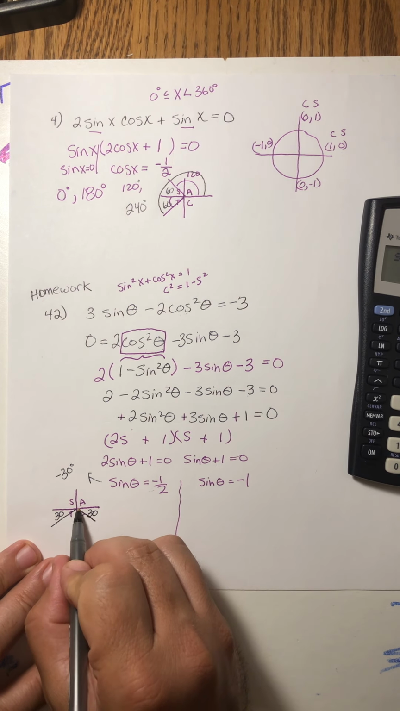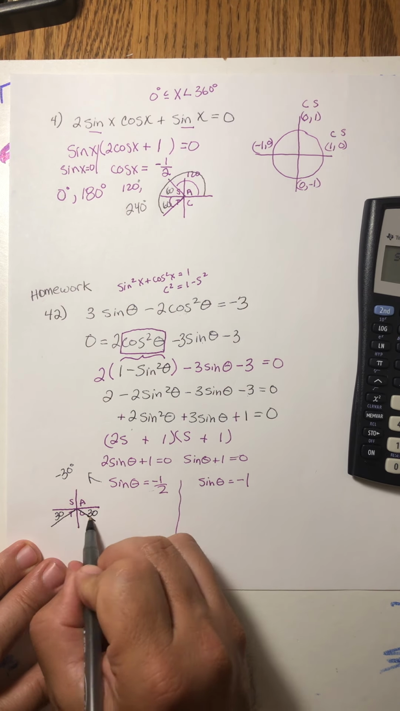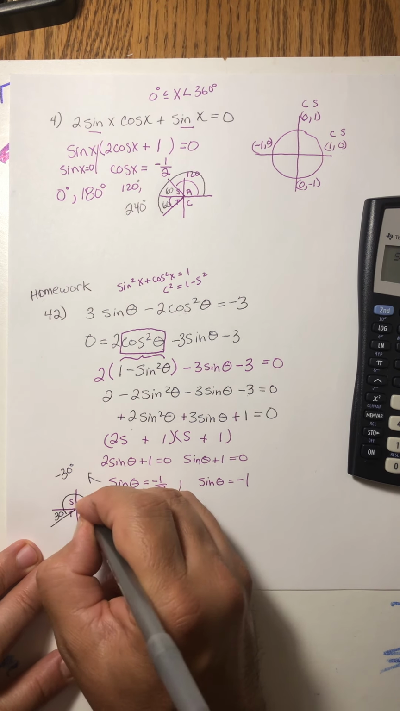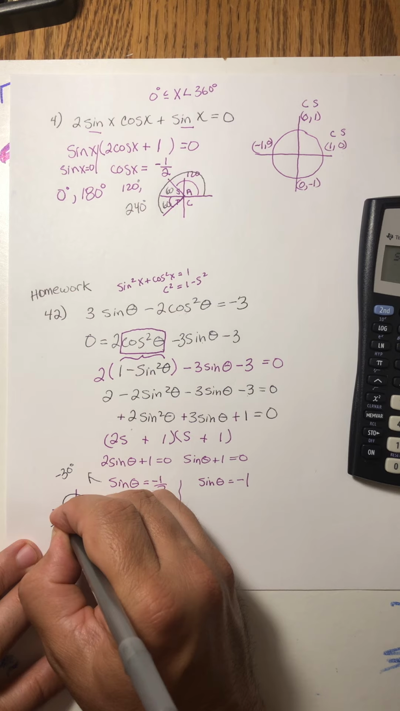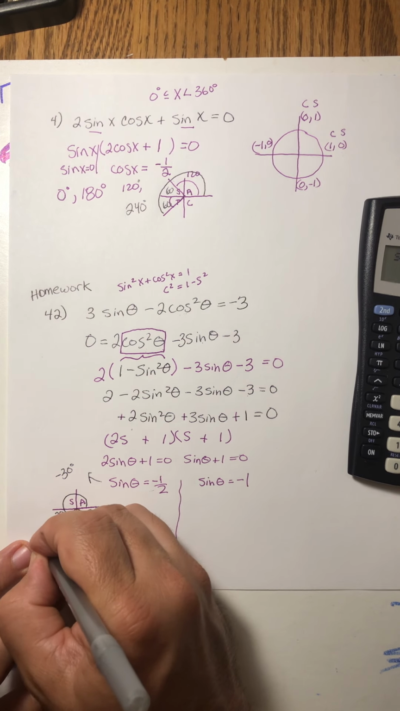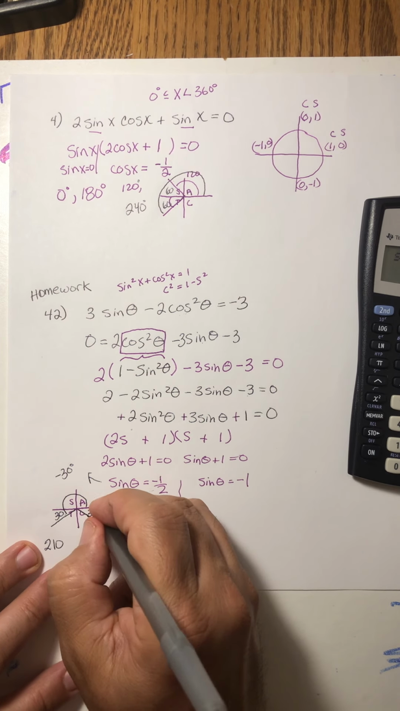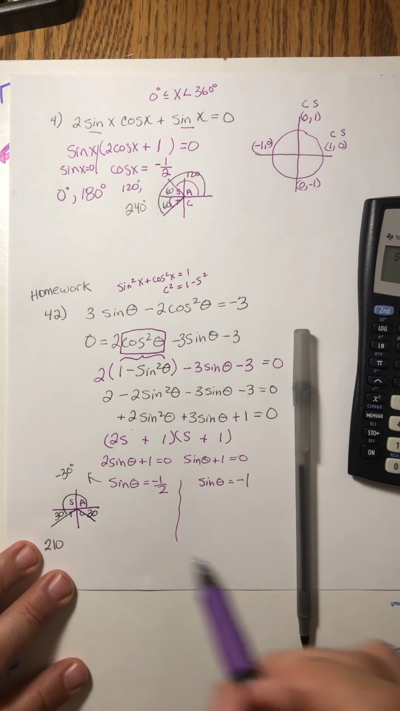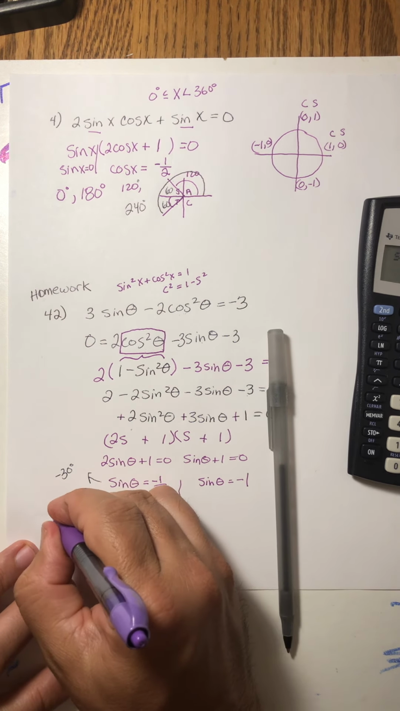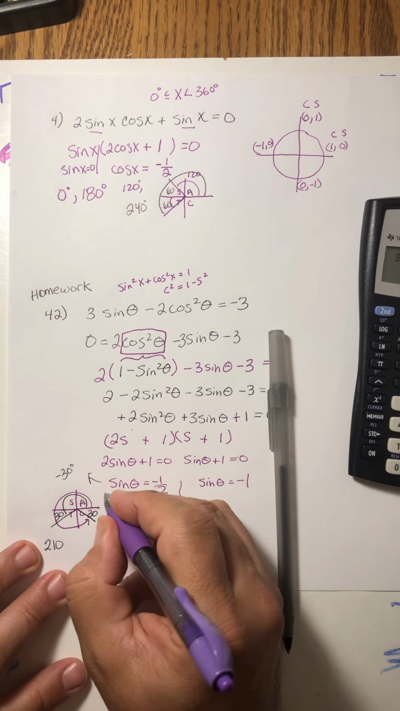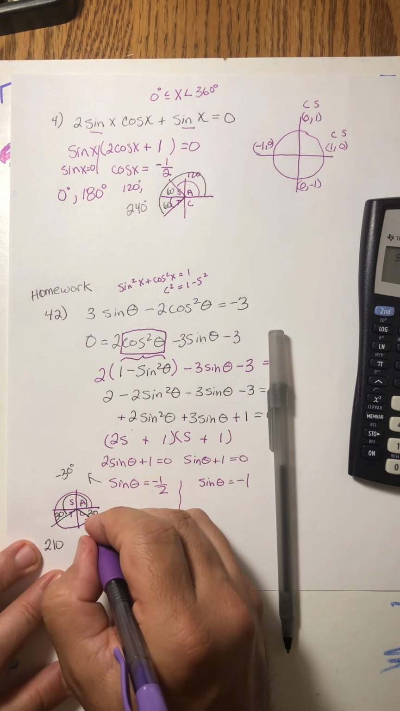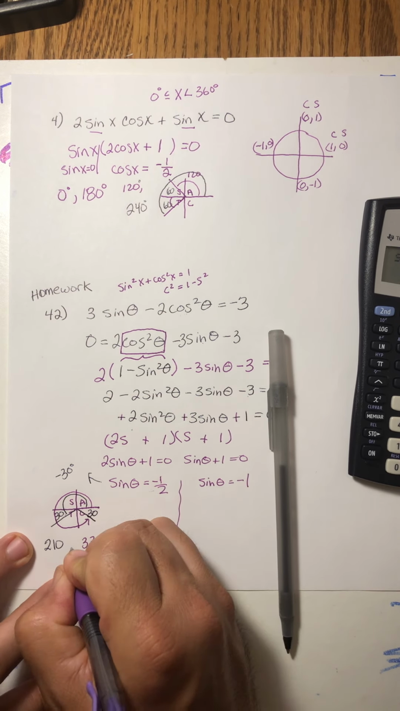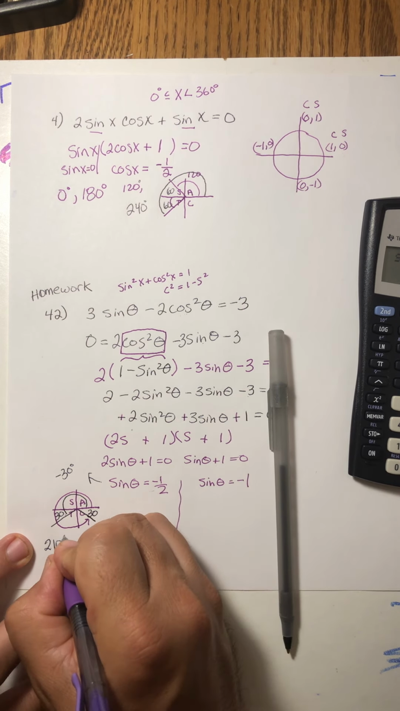So we have our reference angles in the third and in the fourth. So in the third, we're looking at this. So that's 180 plus 30, which is 210. And then we have to go all the way around for the other one. So that's 360 minus 30, which is 330. So we have our two answers here.